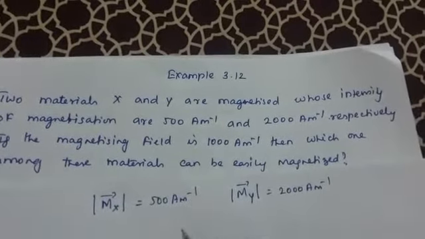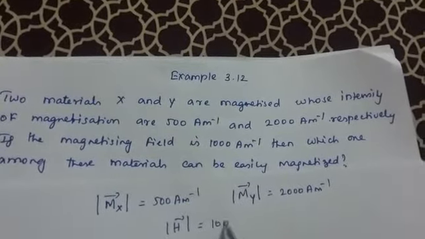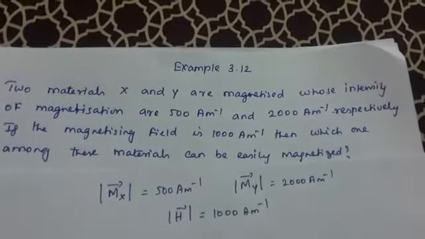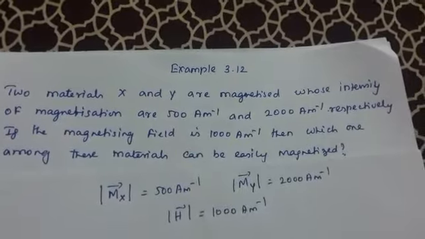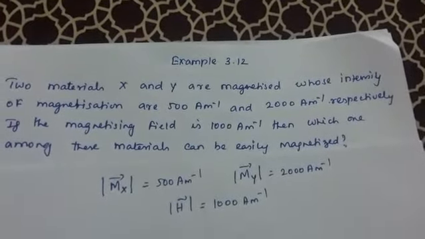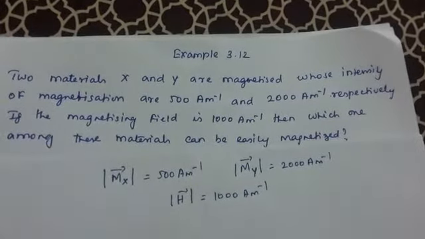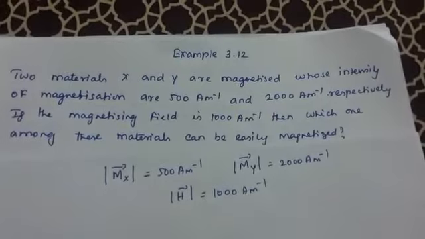And another thing that is given is the magnetizing field. The magnetizing field is 1000 ampere per meter. It is same for both materials. Now you have to find which one is easily magnetized. To find it out, we have to find out the susceptibility of the material. The one which is having the greater susceptibility will be easily magnetized.